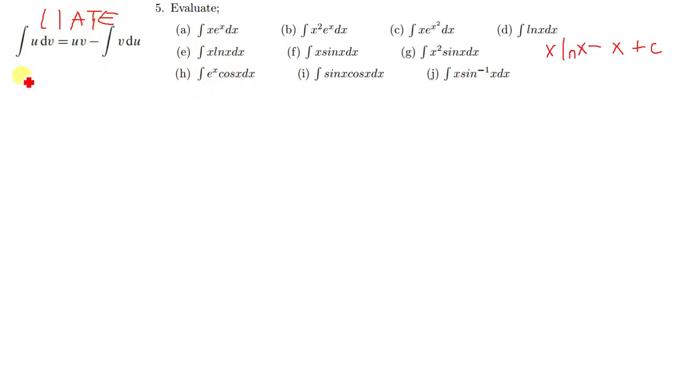So here you get your u to be equal to ln x, and then your dv is going to be equal to x dx, meaning your v, when you integrate that, you get your v to be equal to x squared over 2. And then here when you differentiate that, you get your du being equal to 1 over x dx.